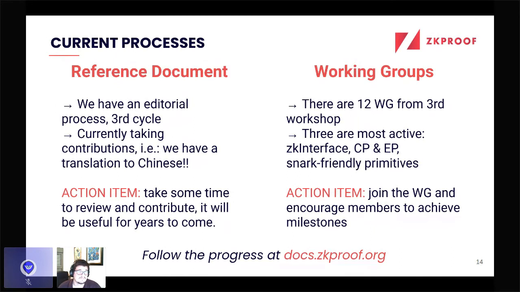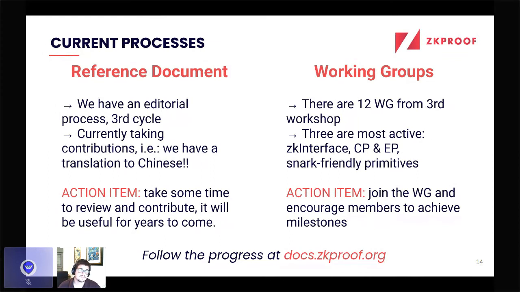We recently have a translation to Chinese, which is kind of awesome. And so again, this action item, it would be great if you all took some time, we would really appreciate it. And the second process that I will be talking about is the idea of working groups, where the working groups are used to create the community standards, right?